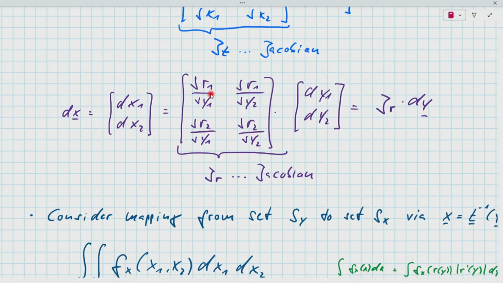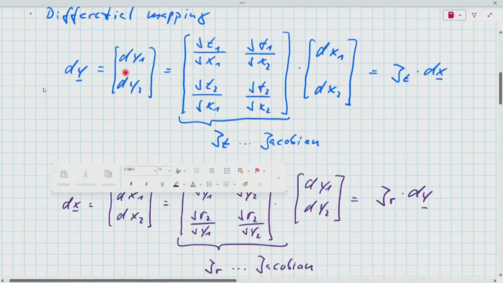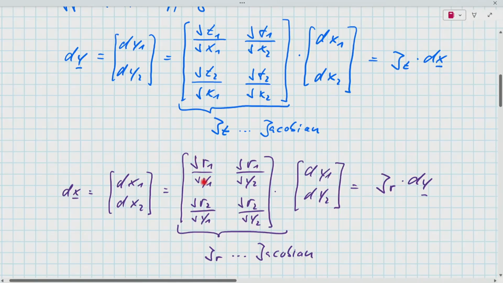Now what we do is we use the reverse function here and take the derivative with respect to y1 and y2. So please take note of the difference. Here we use x1 and x2. Here we use y1 and y2, exactly of the reverse mapping.